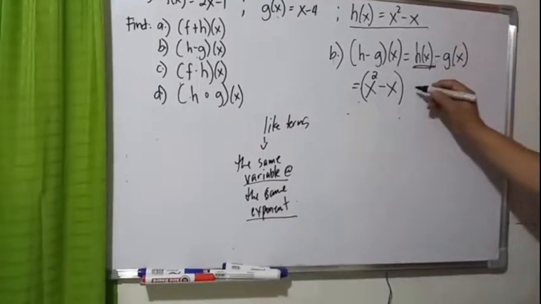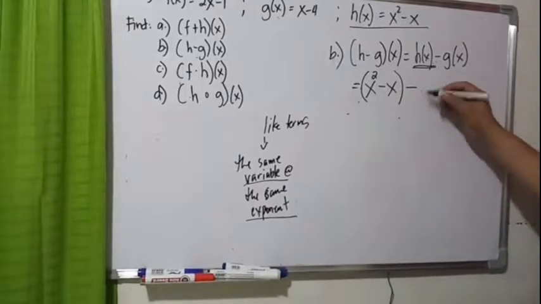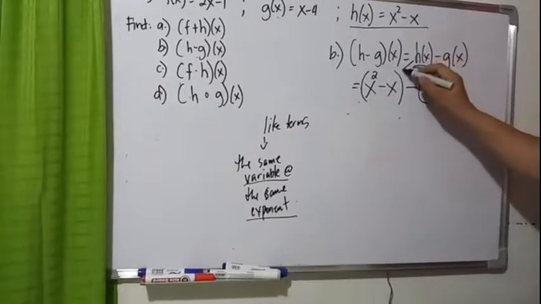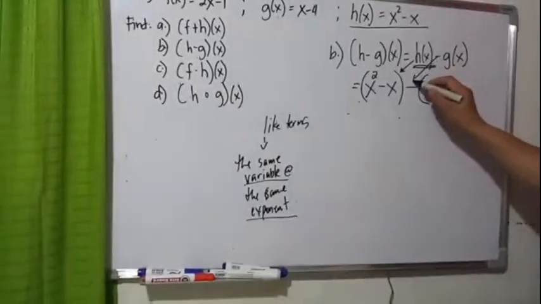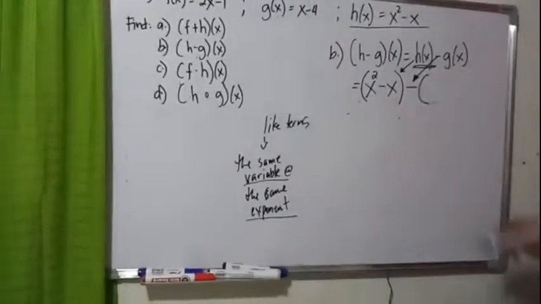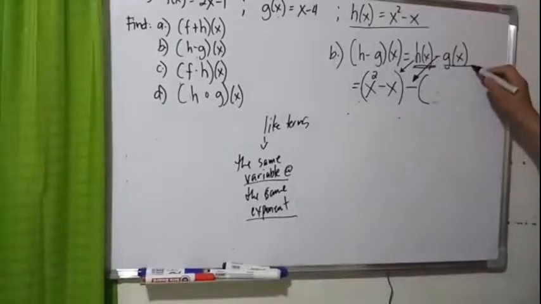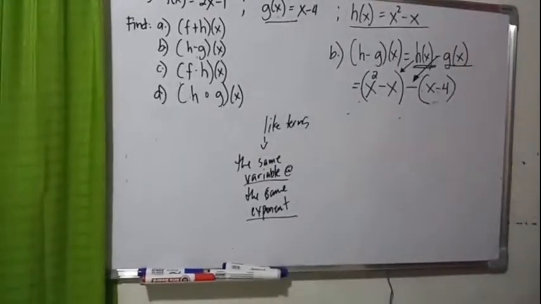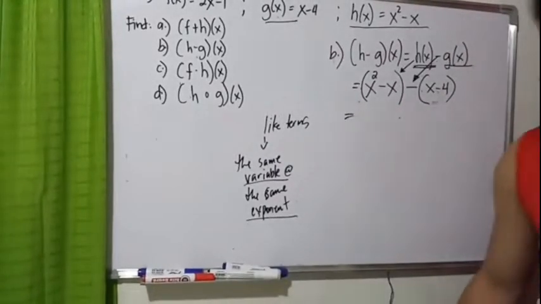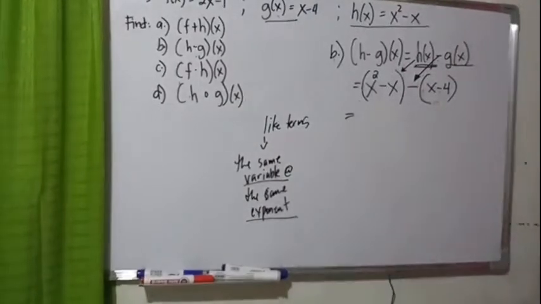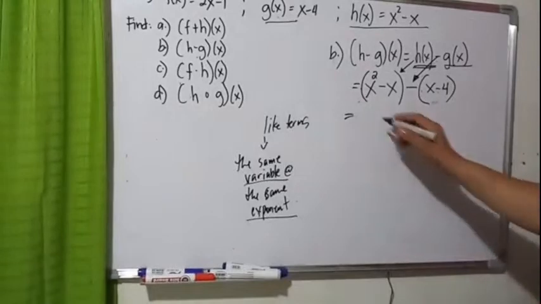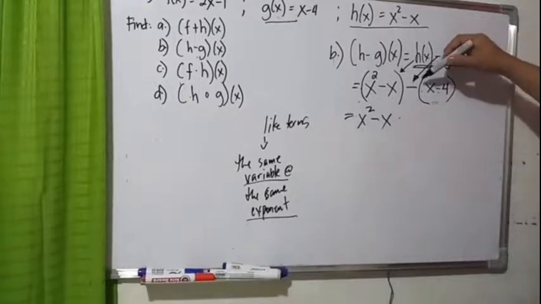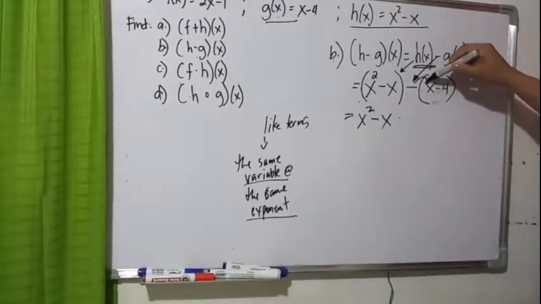Then subtract or difference, subtract the value of g of x. Ano yung value ng g of x natin? Ito yung value ng h of x, ito yung sign natin, difference. Then ano yung value ng g of x? So ang value ng g of x is x minus 4. Okay, so then simplify natin ito. Pag i-simplify natin, make sure na ito negative sign, i-distribute mo yan isa-isa.